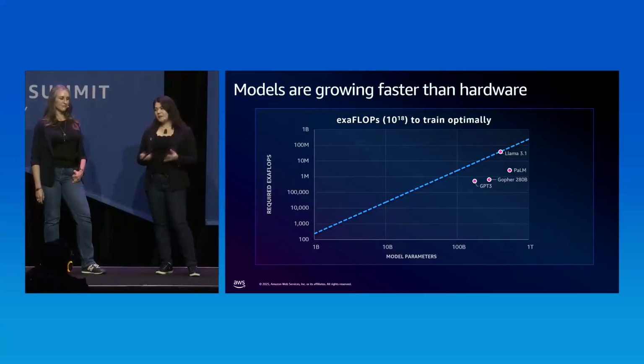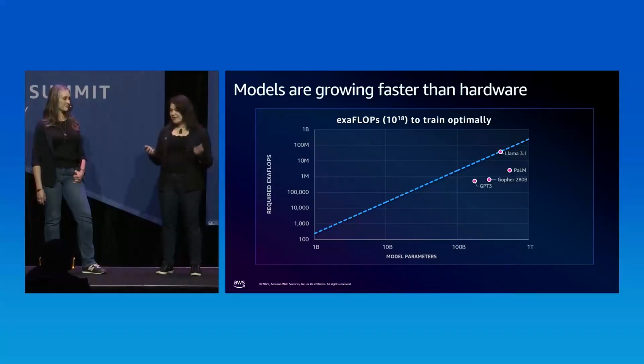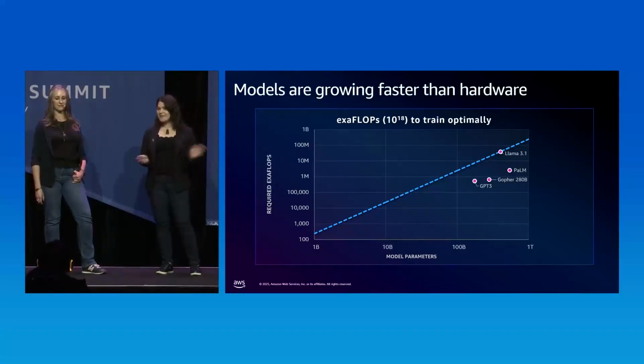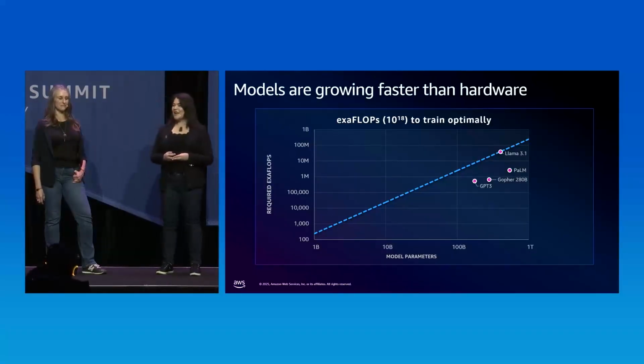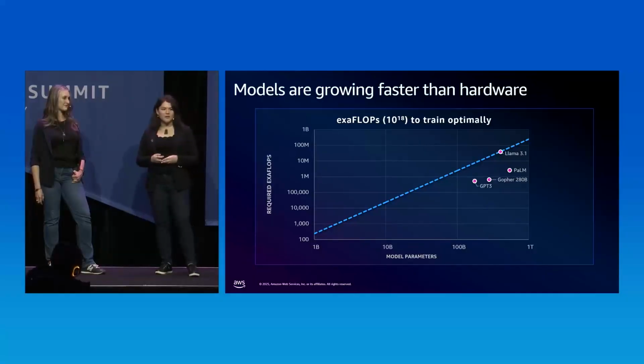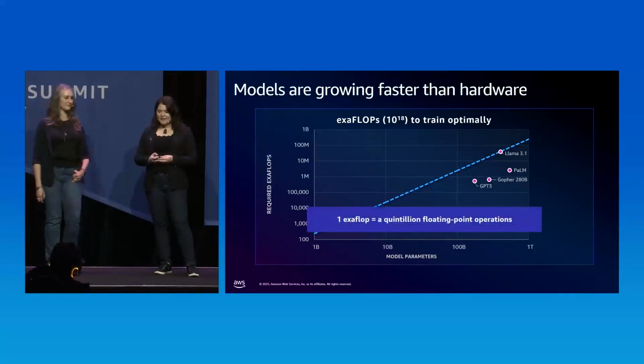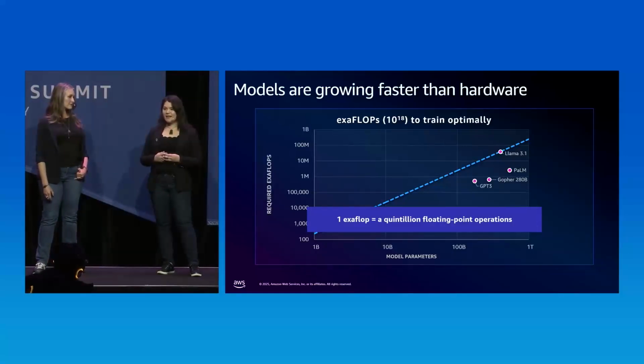Unfortunately, if we also look at compute as well, it's not faring much better. So if we look at this graph here, which is logarithmic in both directions, both on the X and Y axis, the amount of compute we're using to train these models is now measured in the order of exaflops. And just for perspective, 1 exaflop is a quintillion floating point operations every single second.